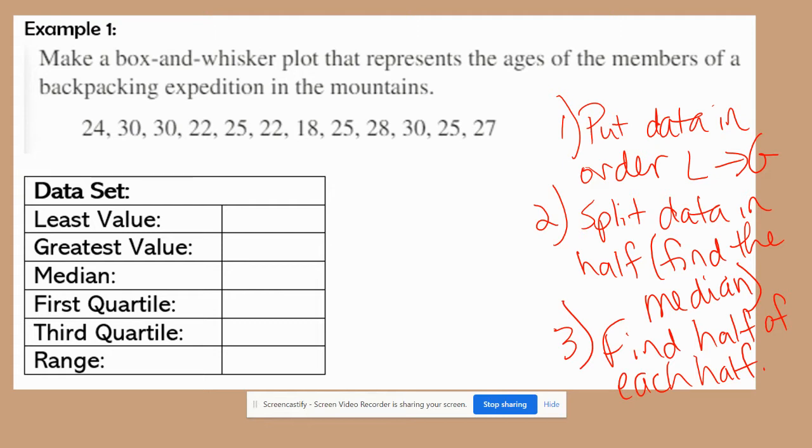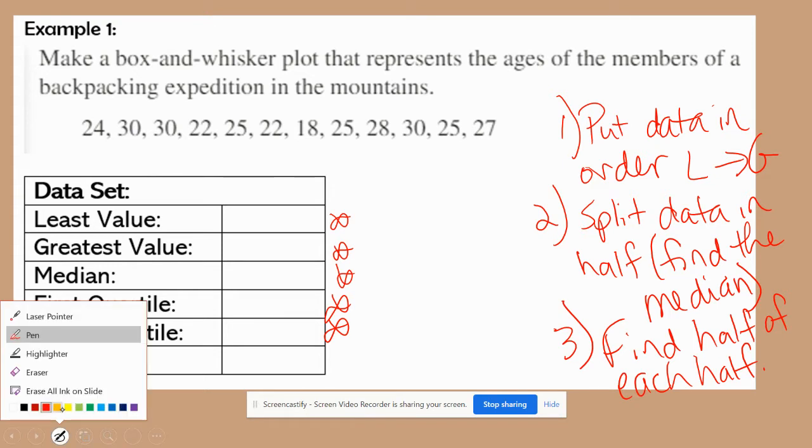I also gave you a table here that might help us with getting all the information that we need. So the 5-number summary is going to be our least value, our greatest value, the median, first quartile, and third quartile. That's our 5-number summary. The other two things are just kind of more helpful for when we're determining graphs and things like that. All right, so let's get started on this one.